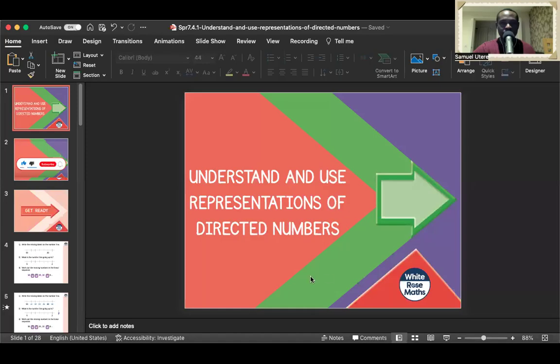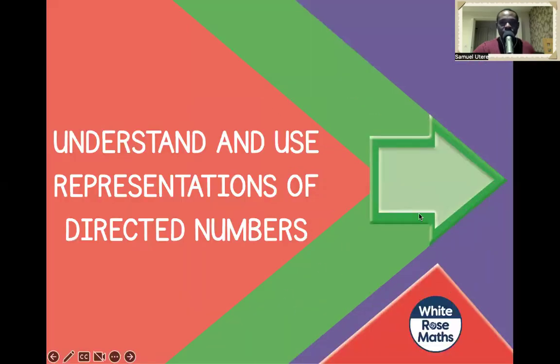Lesson 1. I'll share my screen. In this, your first lesson in Block 4, you're going to learn how to use representations of directed numbers, otherwise called positive and negative integers.